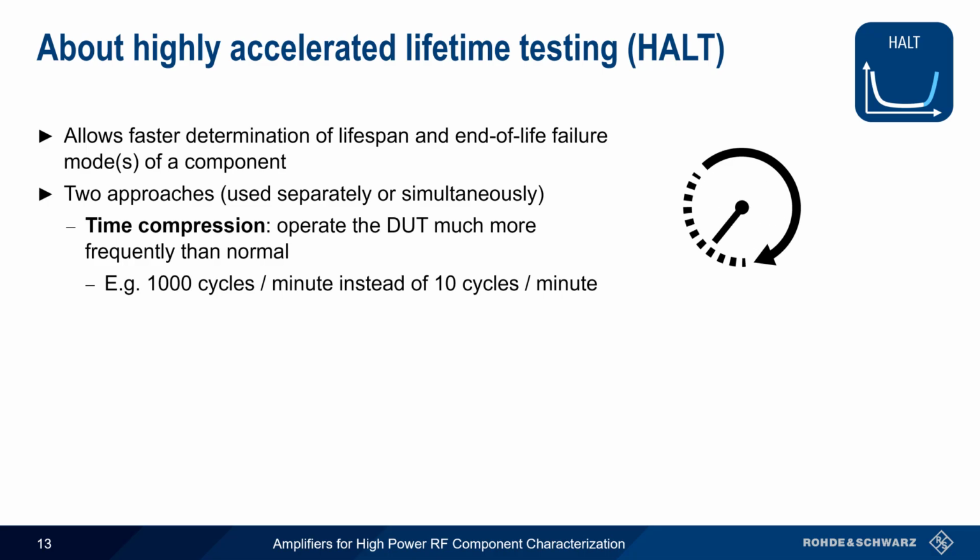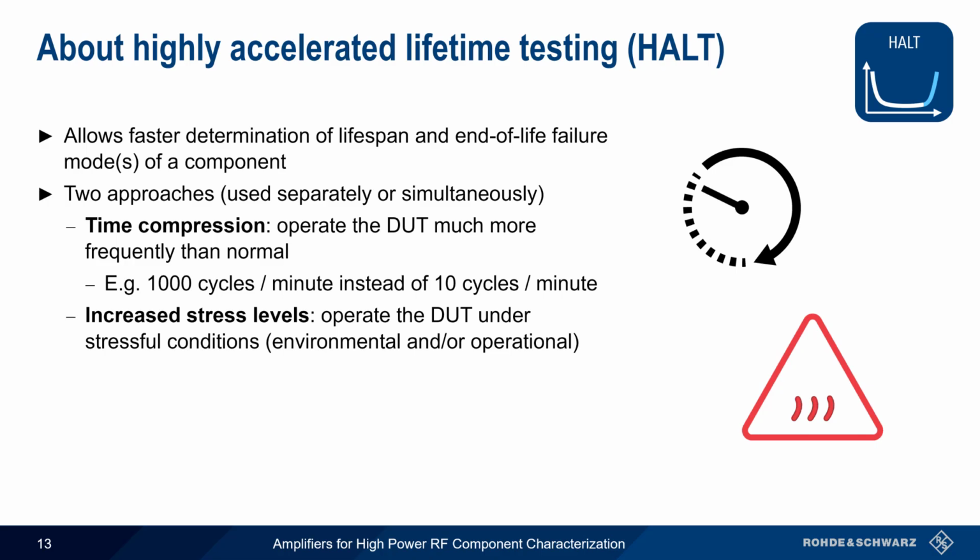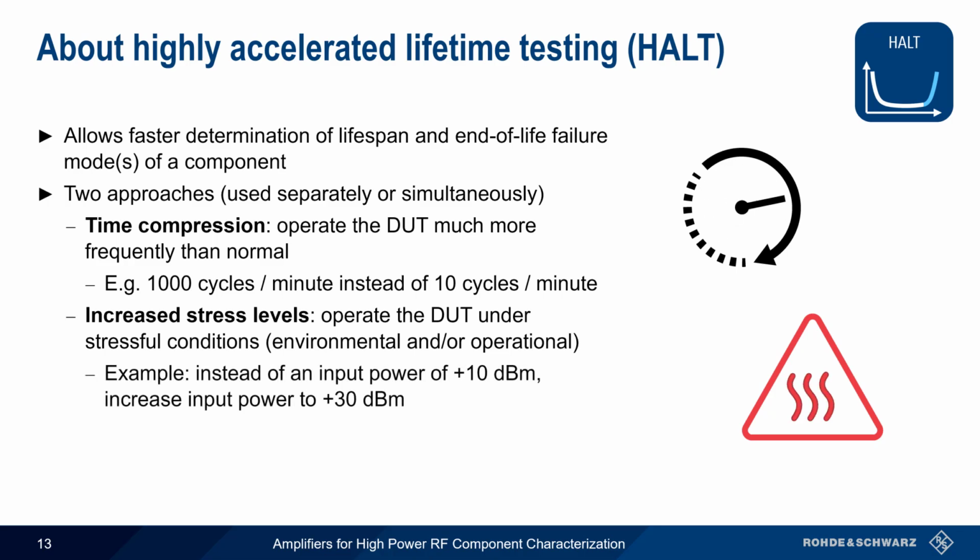Another method of prematurely aging the DUT is by increasing the stress levels under which the DUT is operated. Environmental stresses include extremes of temperature, vibration, and humidity, either independently or in combination. Operational stresses most often involve subjecting the DUT to higher than normal power, for example, an input power of +30 dBm instead of the expected +10 dBm.